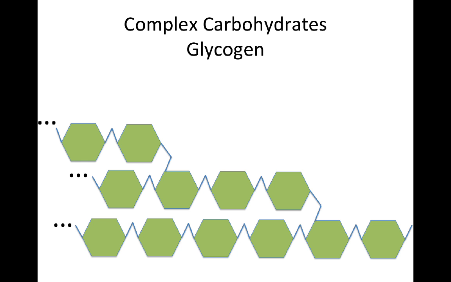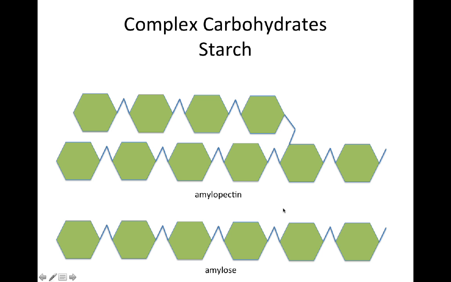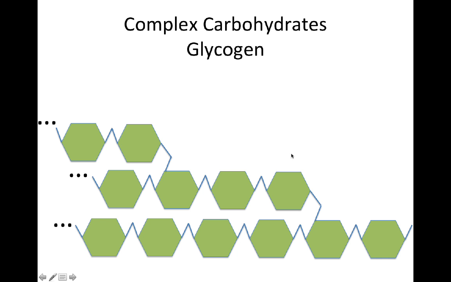Now, another type of complex carbohydrate is glycogen. This is the storage form in humans and animals. It's similar to starch, so you have the same types of connections branching them out, and you will have these branches. However, it's more similar to the amylopectin than it is the amylose, in that you have the branches, but the glycogen is actually even more branched than this.